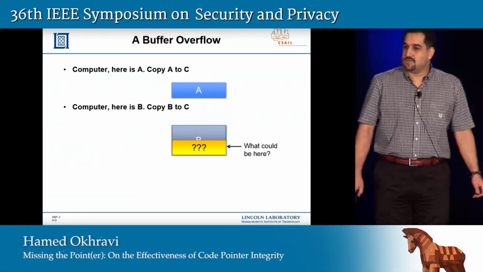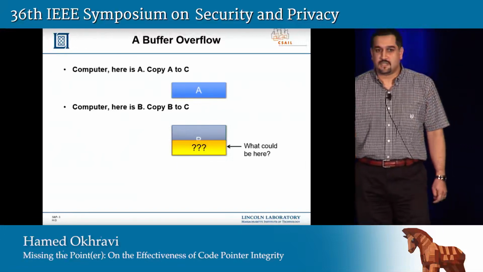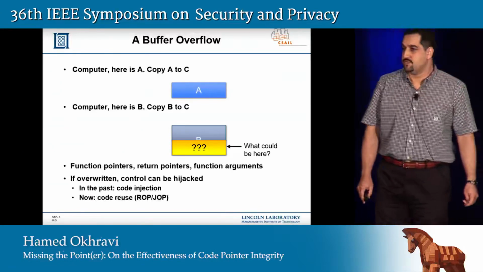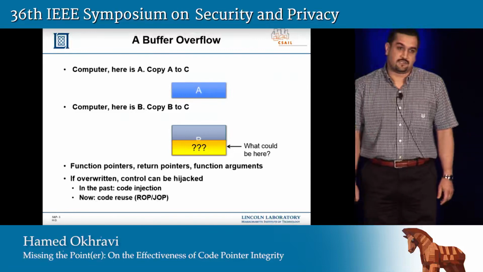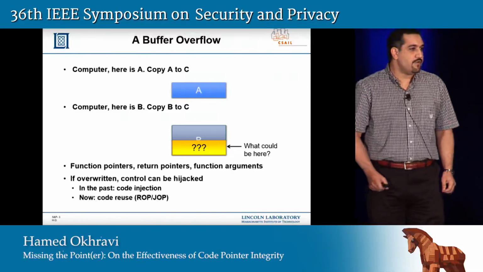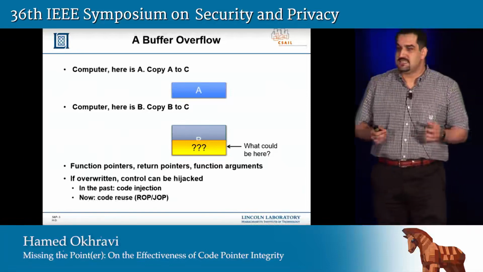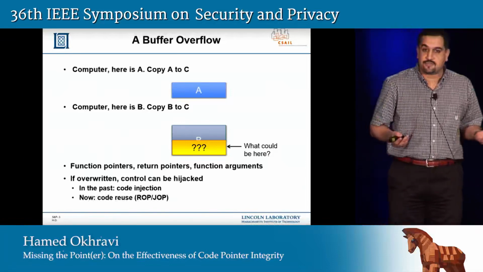So what could be stored in those locations? Well, as it turns out, there can be important data values such as function pointers or return addresses or function arguments stored there. And by overwriting those values, an attacker can hijack control of the machine. And this is the basis of a memory corruption attack.